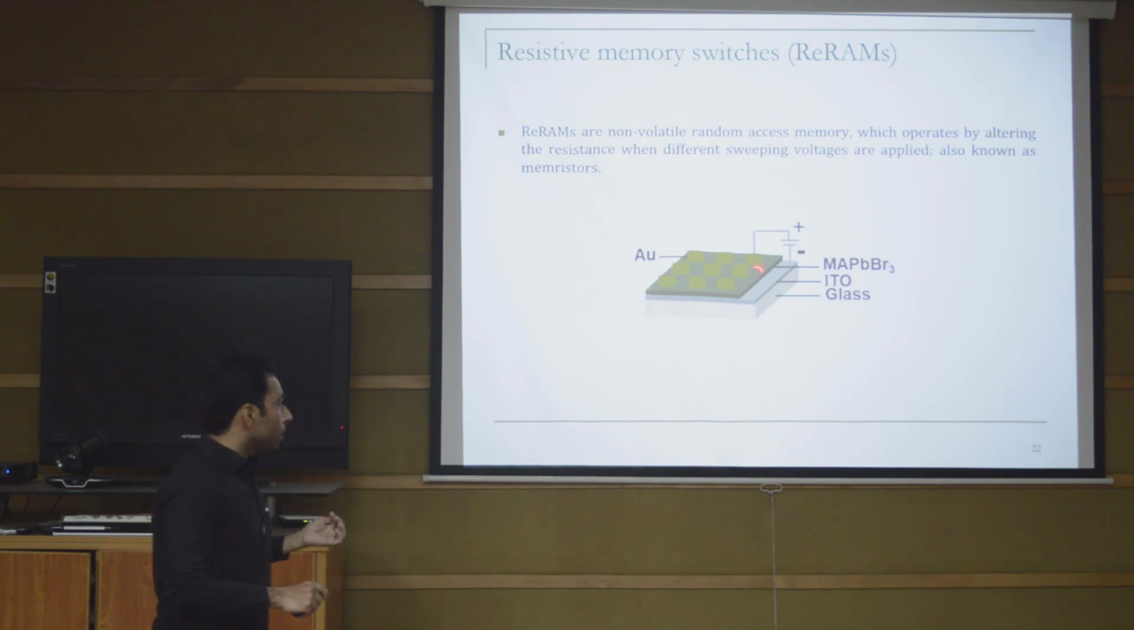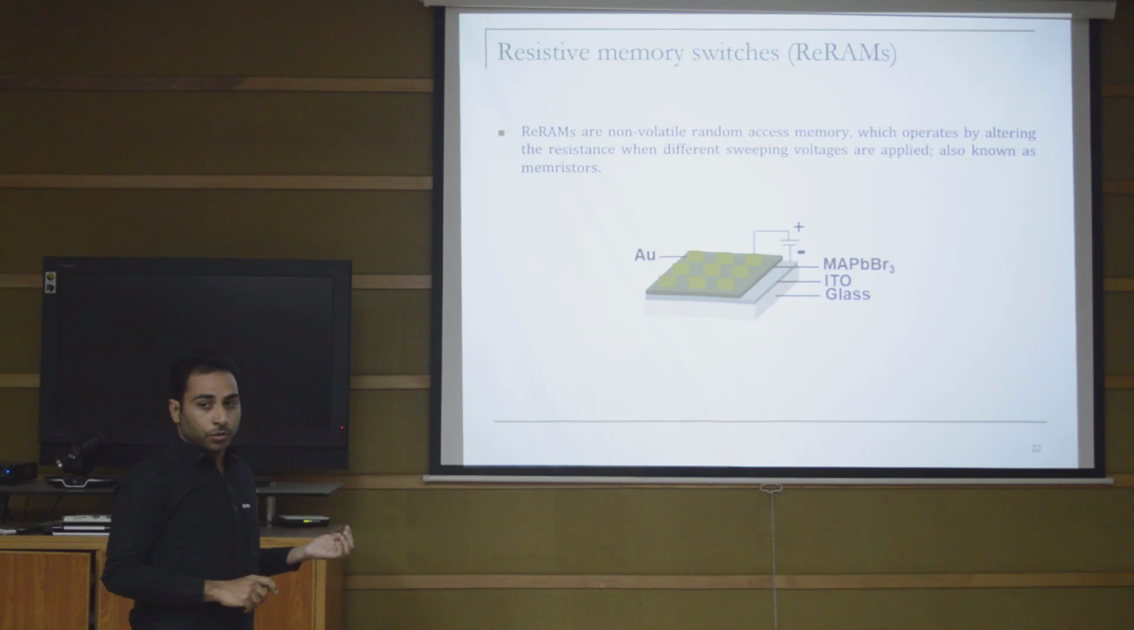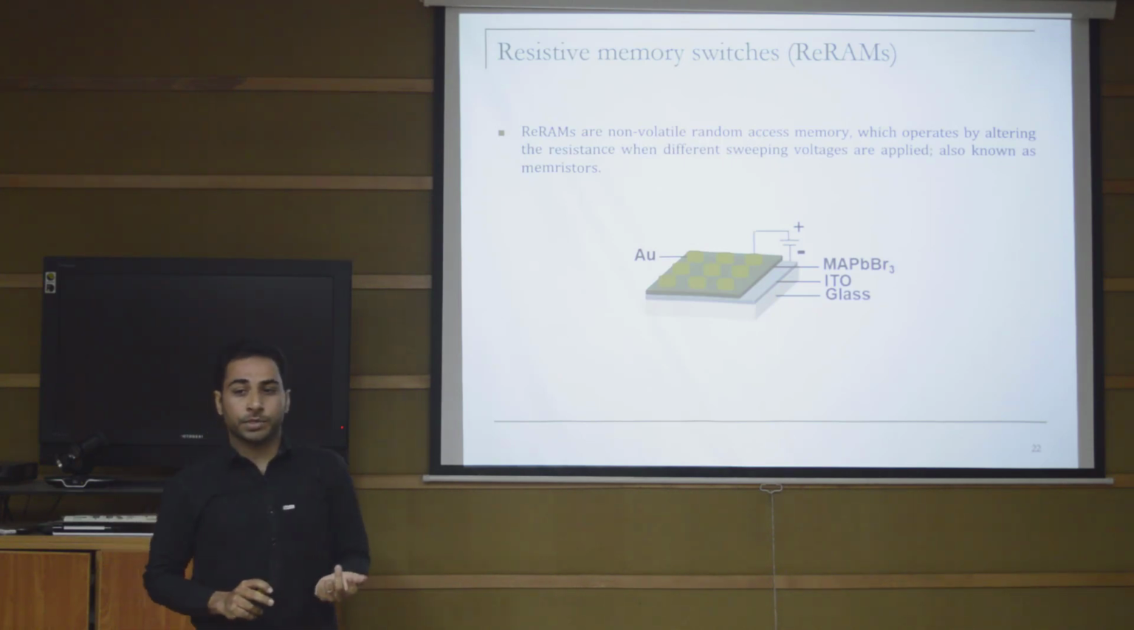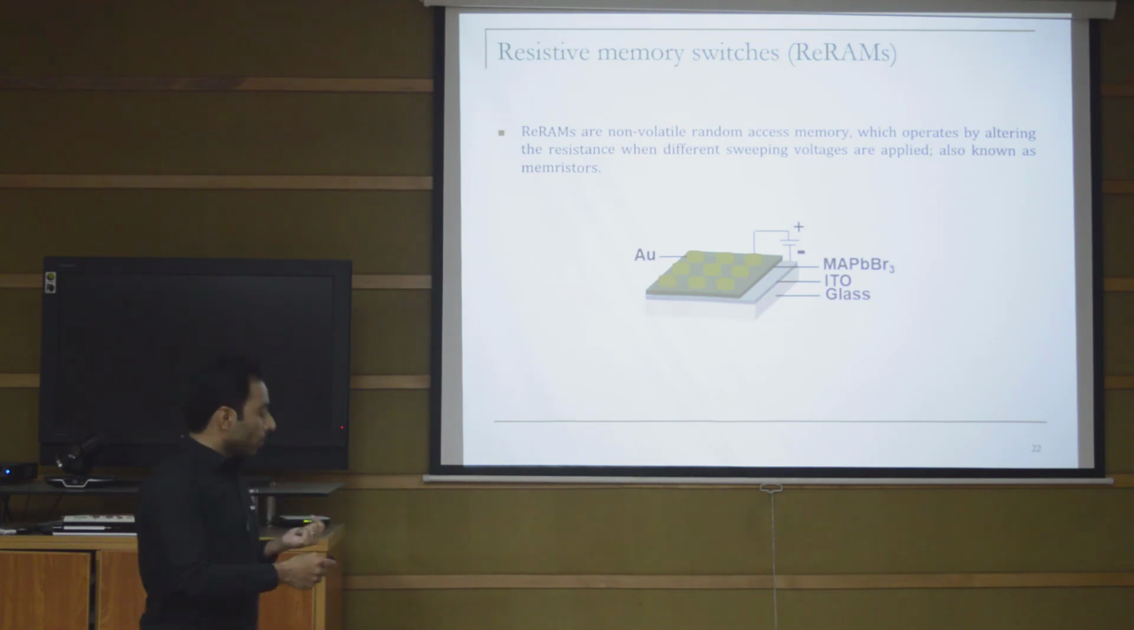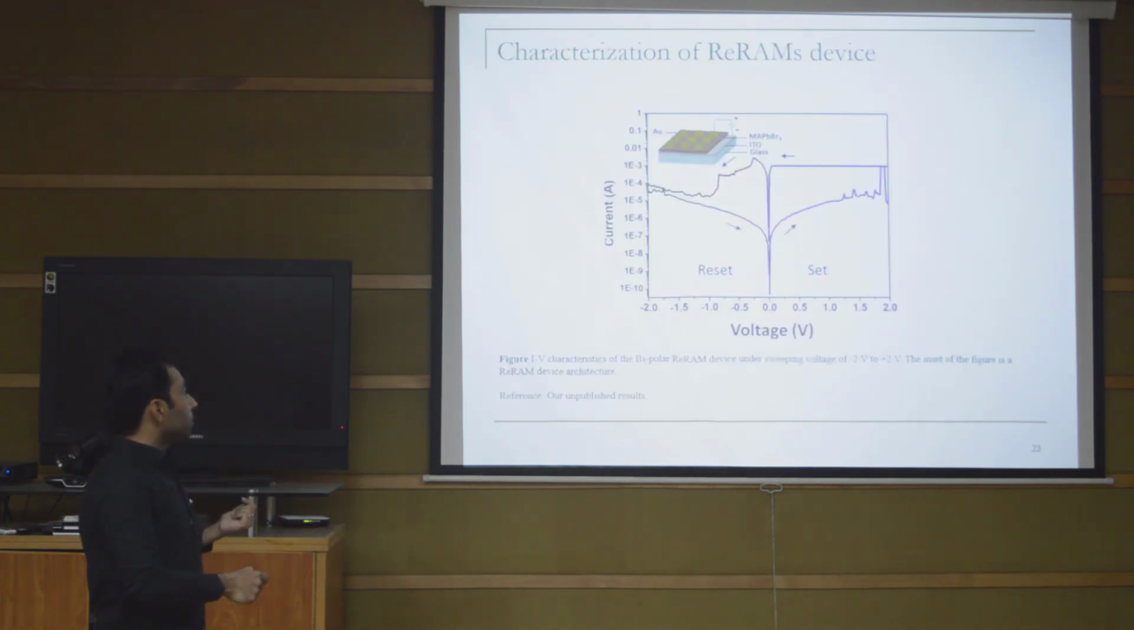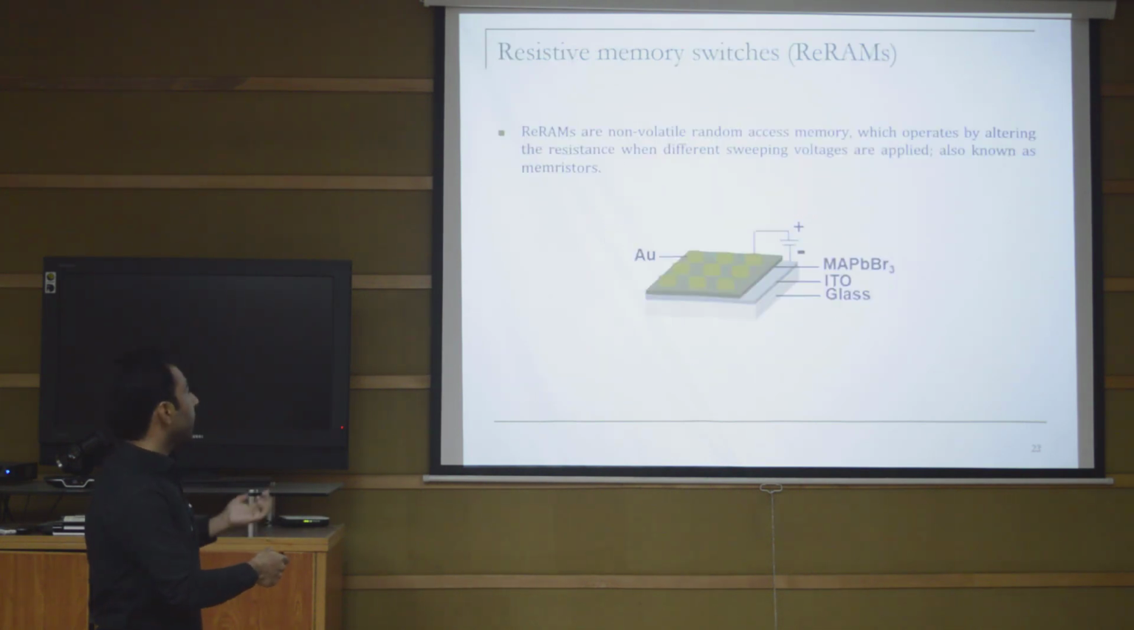So you can use just a gold wire which is touching this surface. So you need gold wire, ITO substrate, and just the precursor solution, and you can make this device. And if you want to study the characteristics of that, you can see here that I didn't define it.